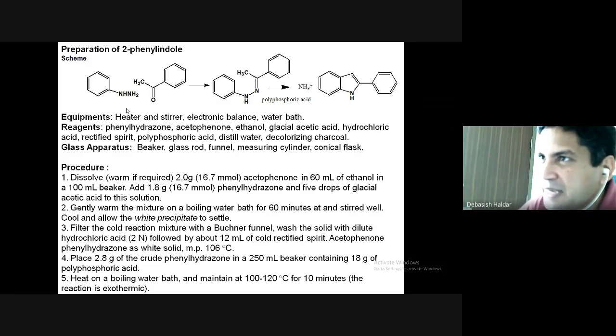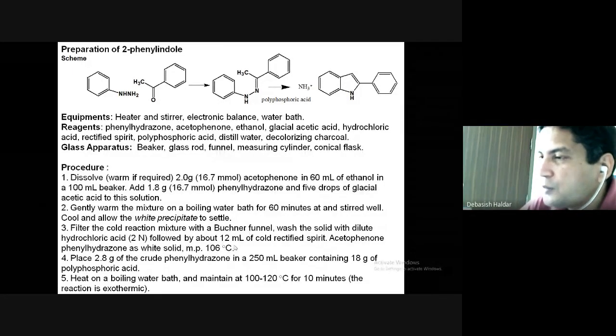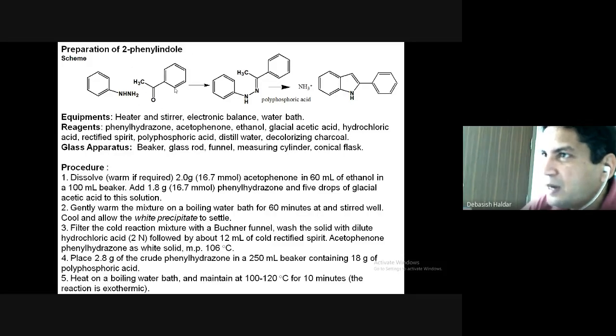If there is any unreacted amine, that will react with hydrochloric acid and will go away from the product, and then we'll wash it with cold rectified spirit. If there is some unreacted acetophenone, that will dissolve in rectified spirit and that will also go. Okay, once we have the solid phenylhydrazone, we'll place 2.8 gram of that crude phenylhydrazone in a 250 ml beaker. We'll do this reaction in a beaker, not in a conical flask, a 250 ml beaker, and we'll place 18 gram of polyphosphoric acid.